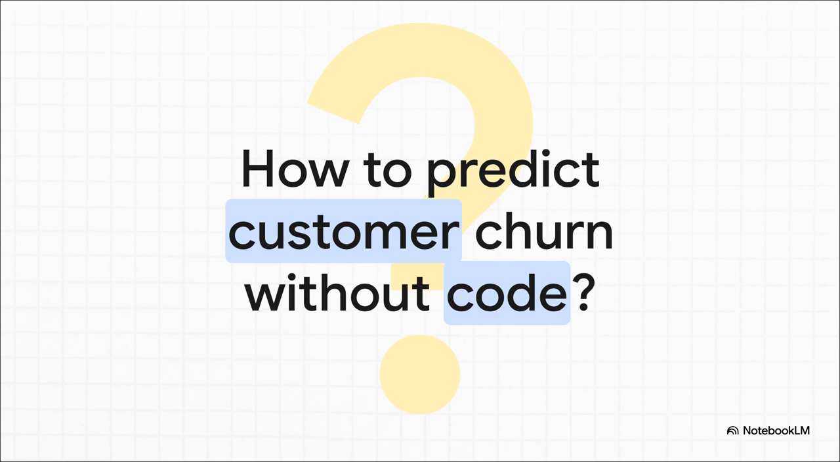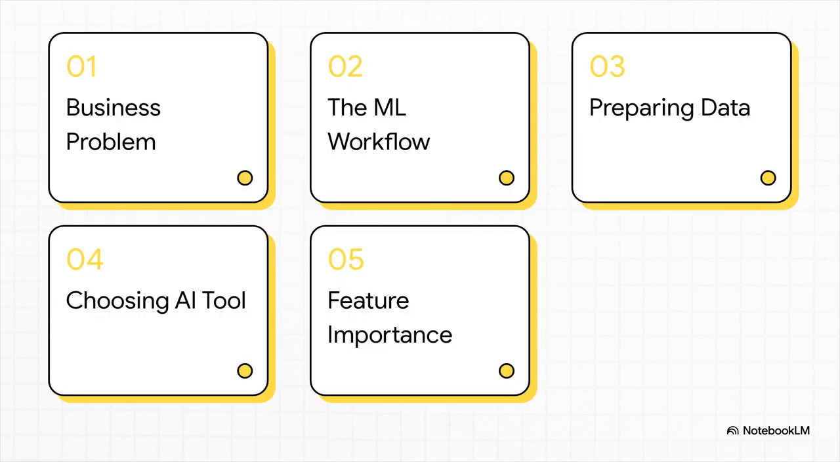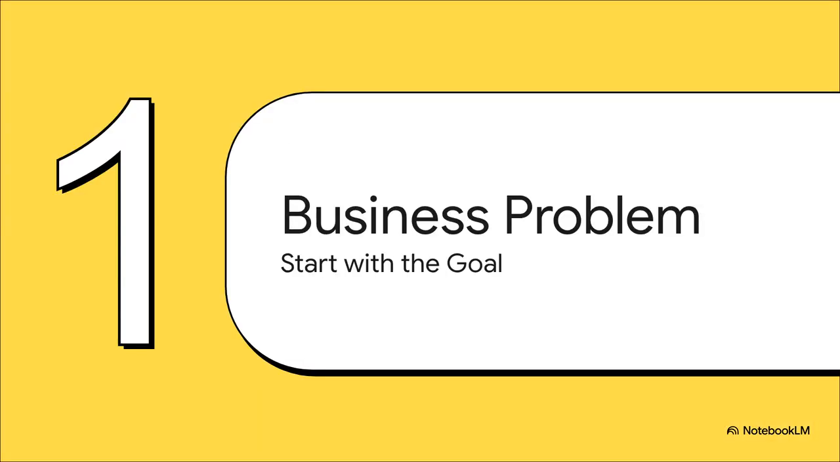So today, we are focusing entirely on function over deep technical coding. Think of today's lesson plan as a set of modular building blocks. We're going to cover: 1. Defining the business problem, 2. The ML workflow, 3. Preparing and cleaning data, 4. Choosing your AI tool, and 5. Interpreting feature importance. Okay, let's dive right into section 1, defining the business problem.